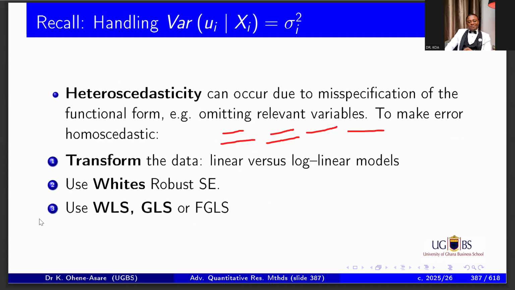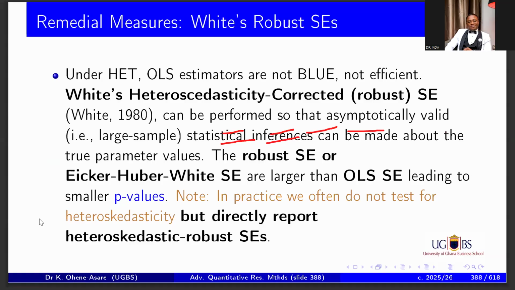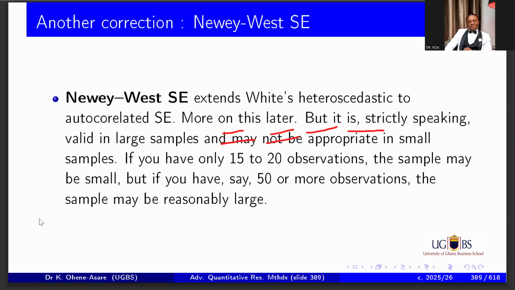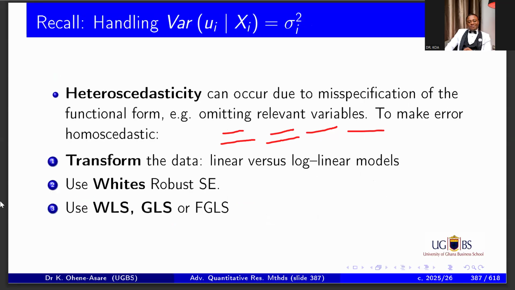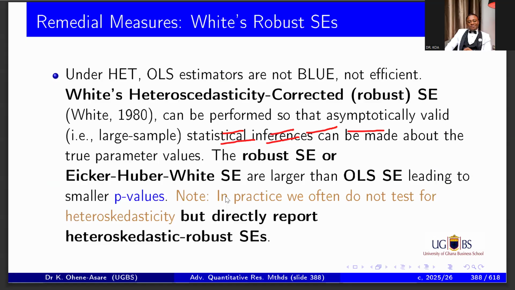That's how you get that. Okay. The next thing, you remember that we said that there are three approaches to solving. So that's the transformation approach. The second approach is that you don't transform it, but you run a robust model. And this model is known as the White heteroscedasticity corrected standard error. That is the one you run.